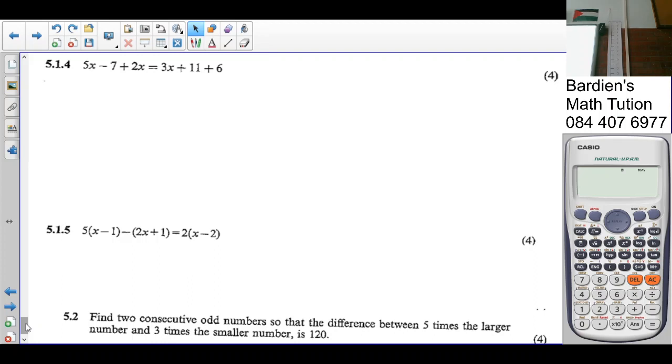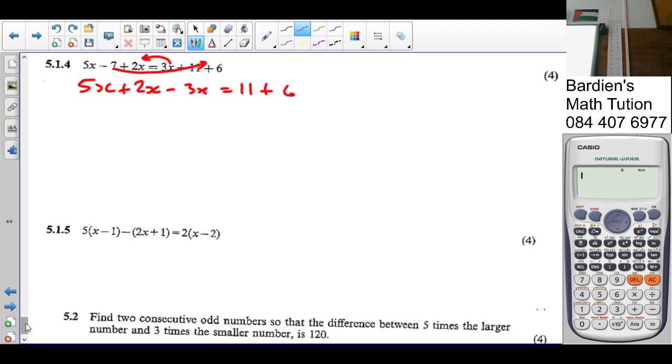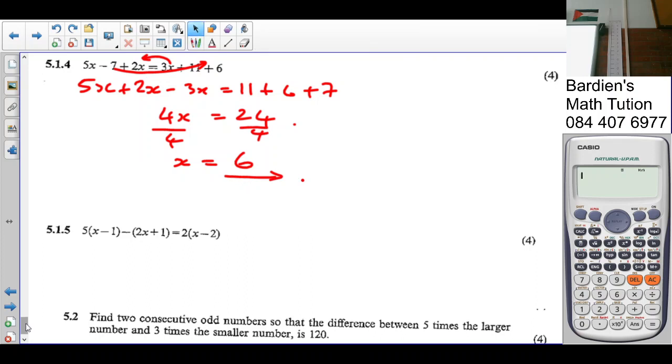5.1.4, what do I do here? X is on one side, numbers on the other side. So it will be 5x plus 2x minus 3x. Then you're taking positive 3x over, it becomes minus 3x. Equals 11 plus 6 plus 7. You're taking negative 7 over, it changes to positive. So 5x plus 2x is 7x, minus 3x is 4x, equals 18 plus 24. So what do I do now? Divide by 4 both sides. So x equal to 6. And keep on playing games with yourself, no?